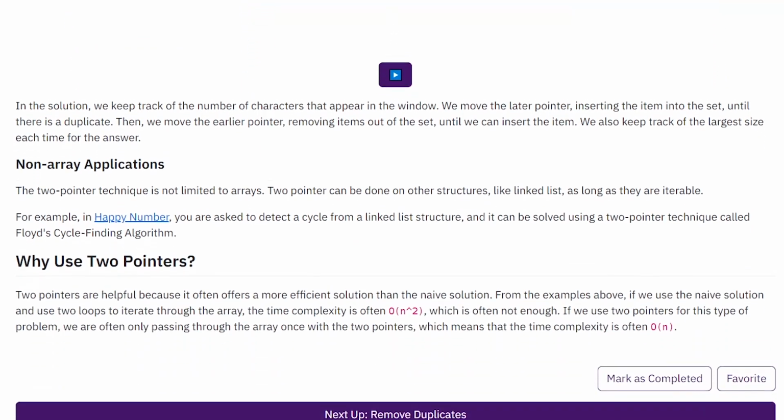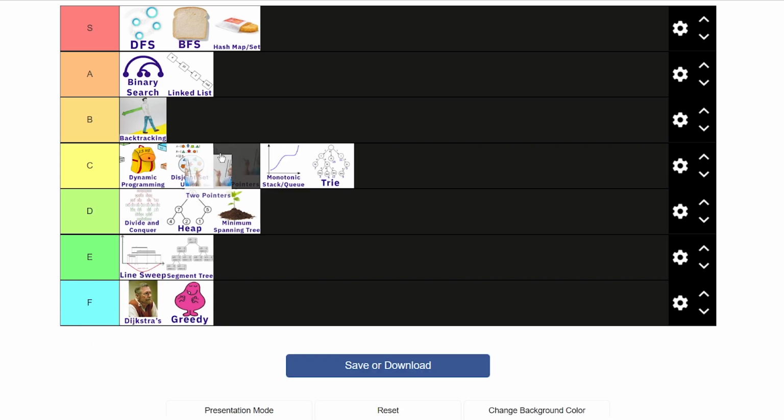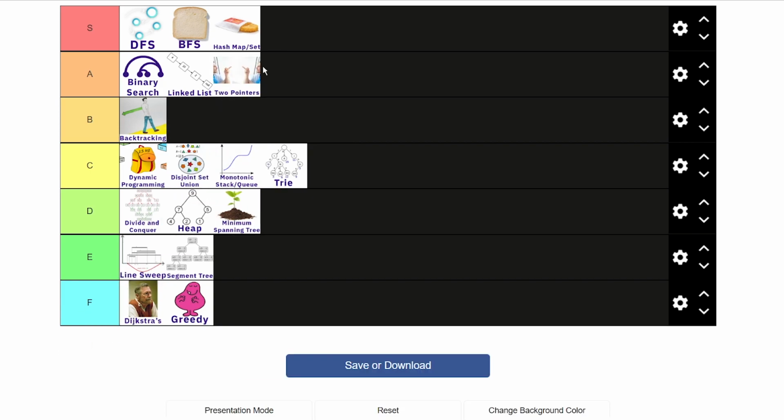So you want to think about these different things. When you're solving two pointers, you want to solve a lot of these problems and get a good sense of what's happening. In terms of ranking, the rate of return is actually really high for two pointers. You will see these a lot in coding interviews. So I'm going to put this in the A tier, and that pretty much says it all for two pointers.